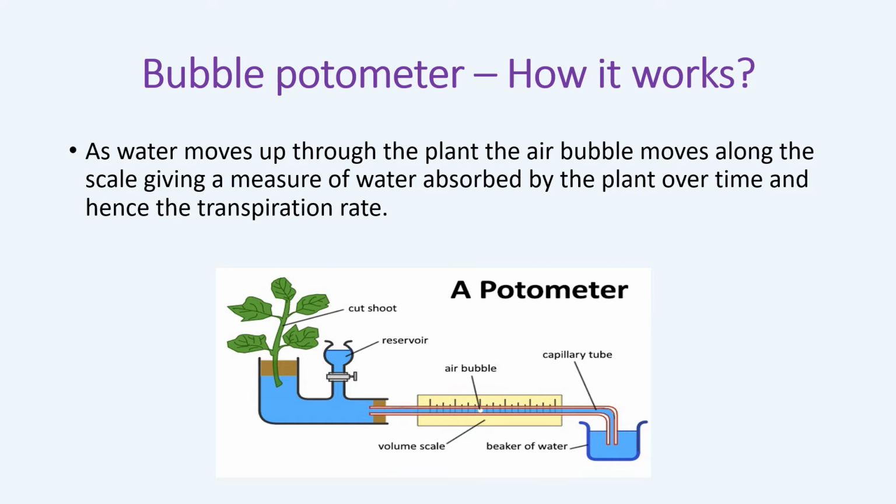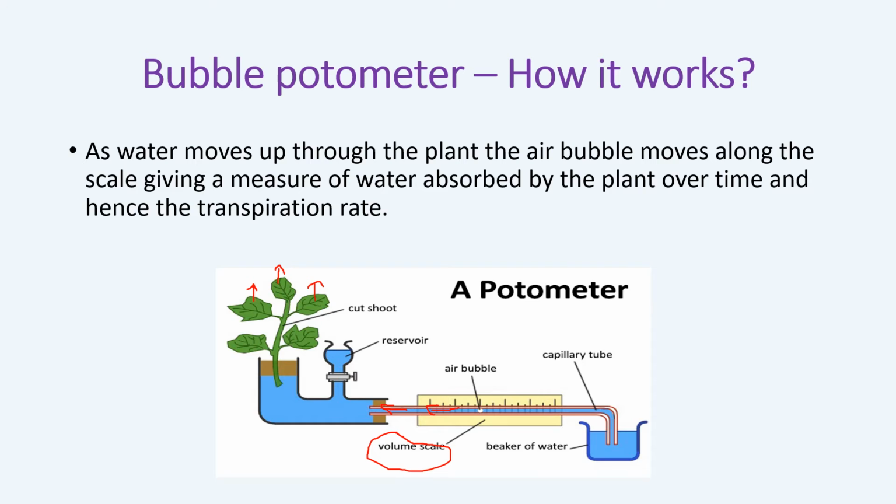So we know that transpiration is when water evaporates from your leaf. So when water evaporates from your leaf, it'll cause a sucking pressure, so it'll suck up the water, which will cause the bubble to move. So you can calculate the transpiration rate by how far the bubble moves, and usually you measure it on a volume scale. So as water moves up through the plant, the air bubble moves along the scale, giving a measure of water absorbed by the plant over time, and hence the transpiration rate.